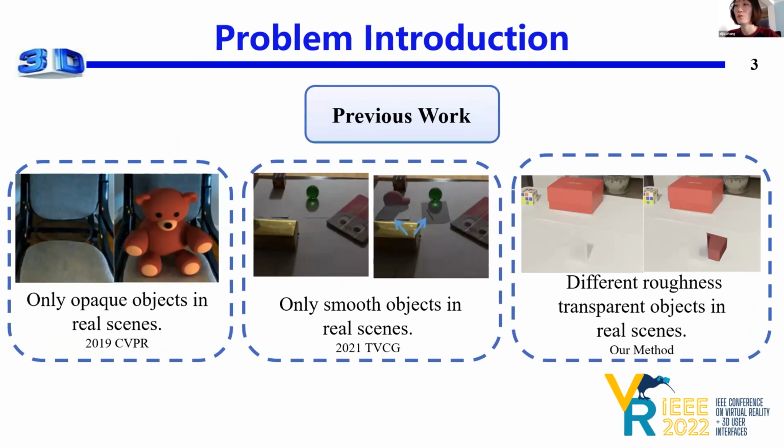As for previous work, the first figure is from the CVPR conference. This work only considers opaque objects in real scenes. The second figure is from TVCG. This method has been proposed to only estimate the refractive index of transparent objects. Our method estimates both the refractive index and the roughness parameters of the transparent object.